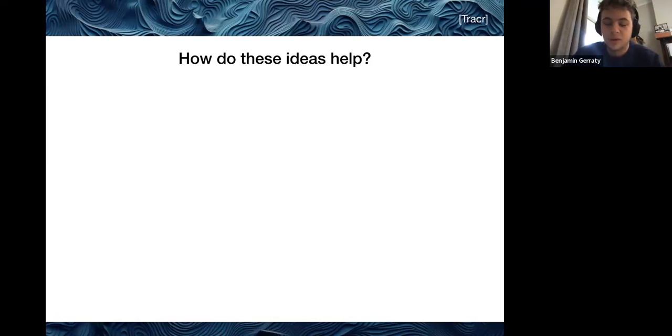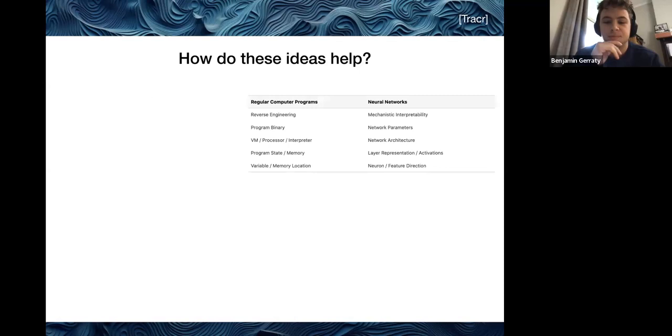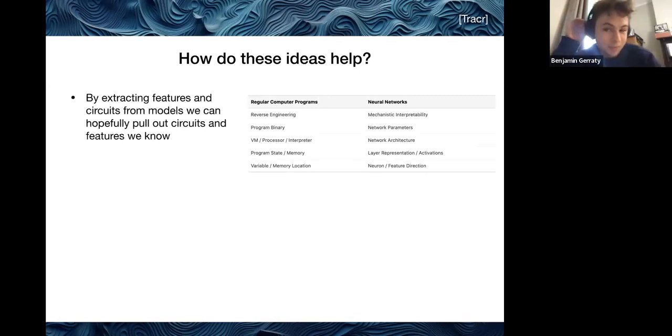So why do we use these ideas? That should not have appeared first. But the idea that you can reverse engineer a neural network is similar, as people might have read in Chris Olah's essay, to reverse engineering a computer program.